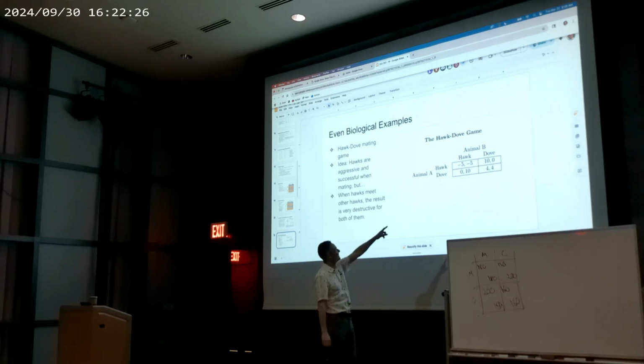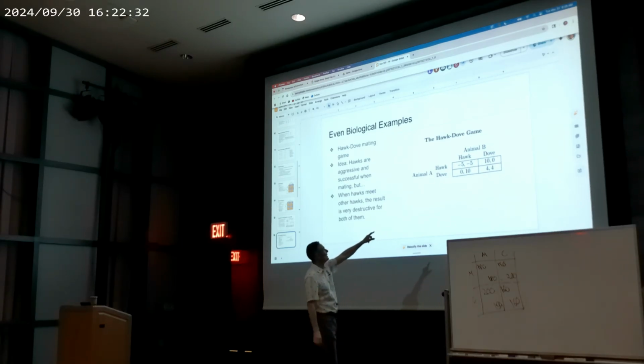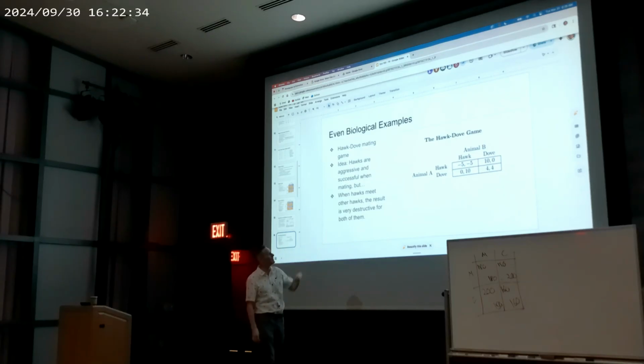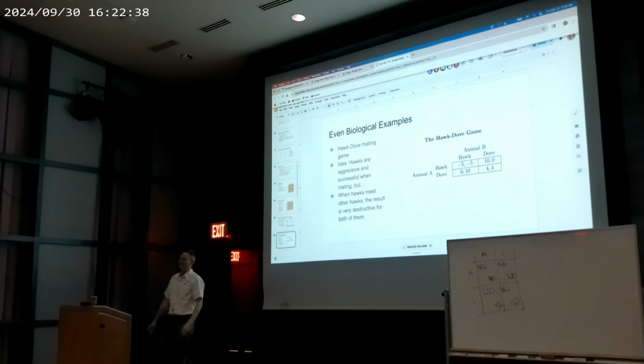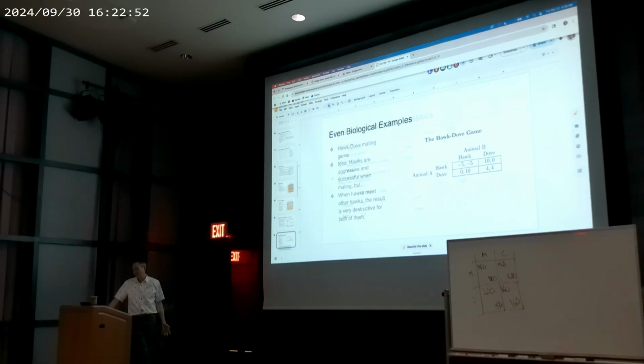And in this case, you can see everybody does better if everybody's peaceful, dove, dove. But it's even better if, for one party, they're a hawk and the other guy is a dove. Same sort of logic, right? But of course, in a biological setting, when hawks and hawks collide, it's often destructive for both of them, which is the -5 there. All kinds of examples.